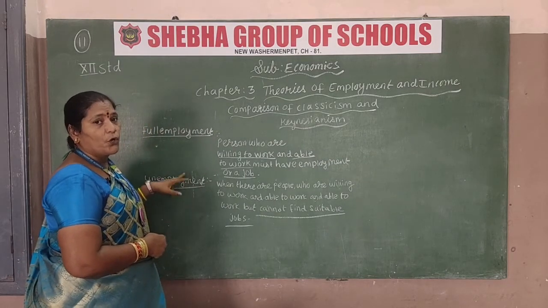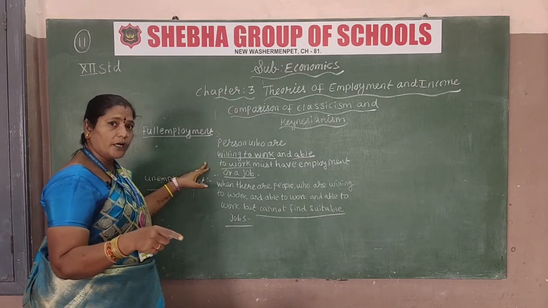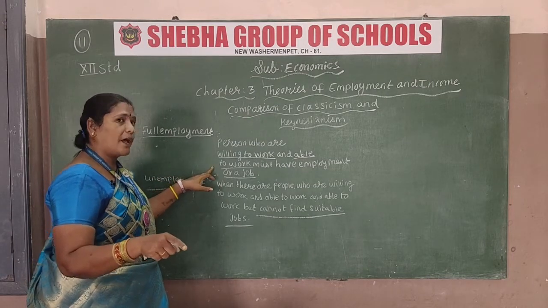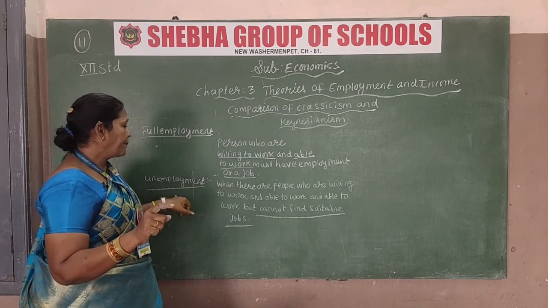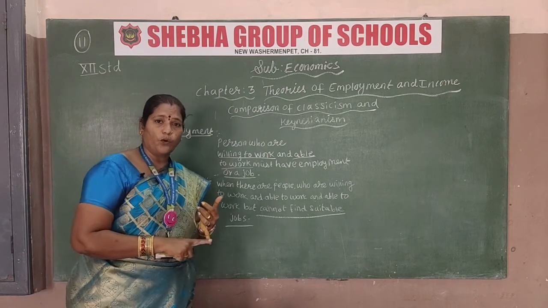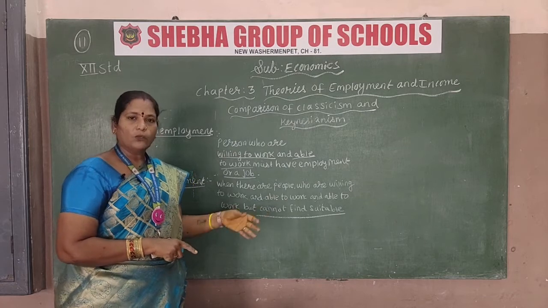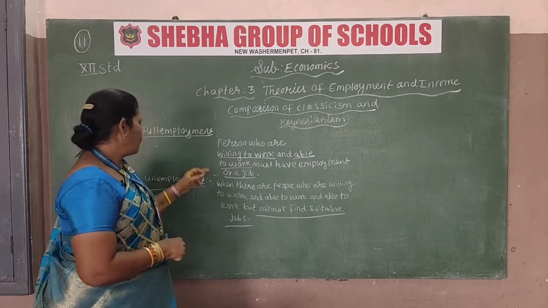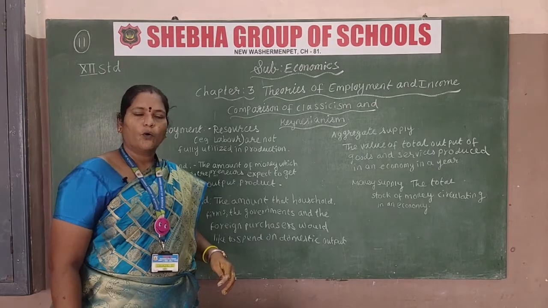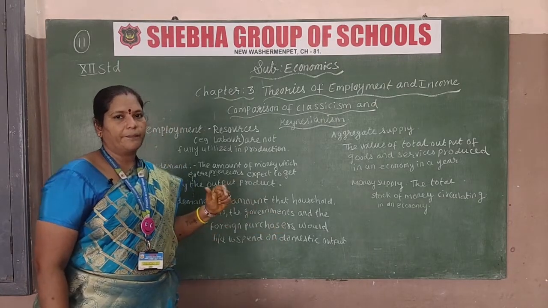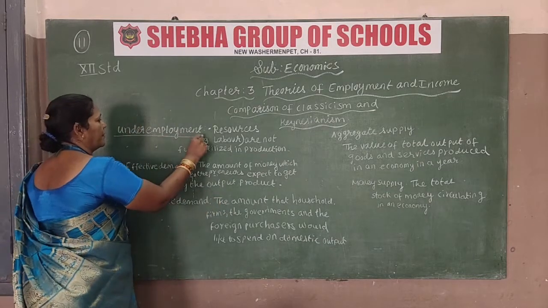Understood children? Full employment means the persons are willing to work and able to work and they get their job. Unemployment means the persons are willing to work and able to work but they cannot get a suitable job to work. That is the difference between full employment and unemployment. Okay children, we saw full employment and unemployment. Now let us see about underemployment.